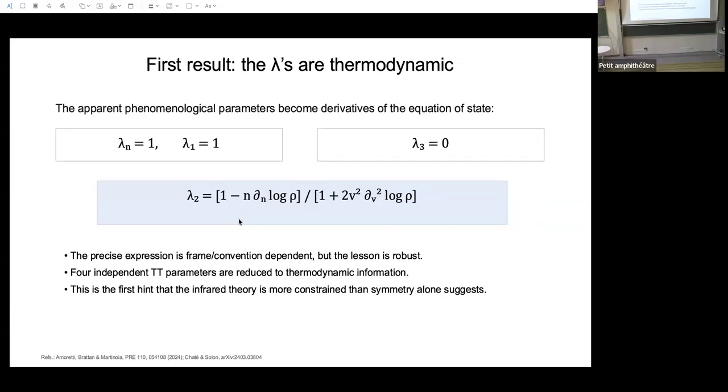So if you just do that, not including any other ingredient, what you find is that lambda 1, lambda 3, lambda 2, and lambda n are fixed just by the equation of state. The precise form of this coefficient is frame dependent typically, but the lesson is robust. So the four lambdas are not really independent.